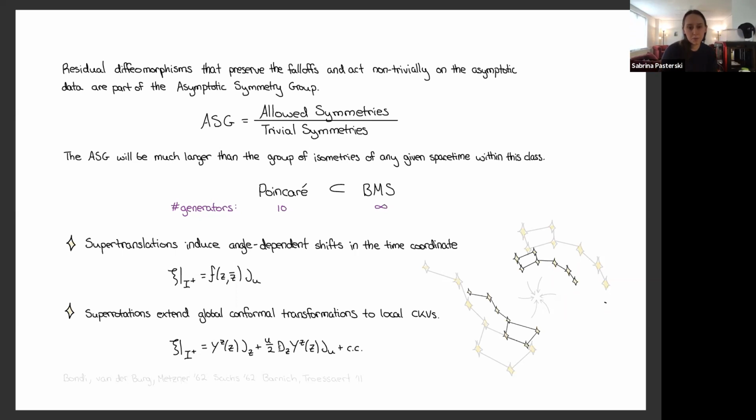And so what Barnich and Troessaert, and also we, and I guess others, have adopted is to look at these meromorphic ones too. For those who do this a lot, there's also this question of diff S2 versus Virasoro, that one can try to play with.